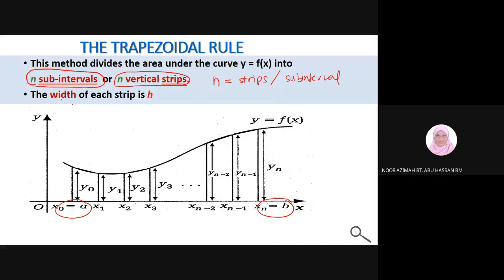Width adalah lebar. So the width of each stripe, setiap satu ni size dia, dengan arti kata lain is h. So h is the width of one stripe.